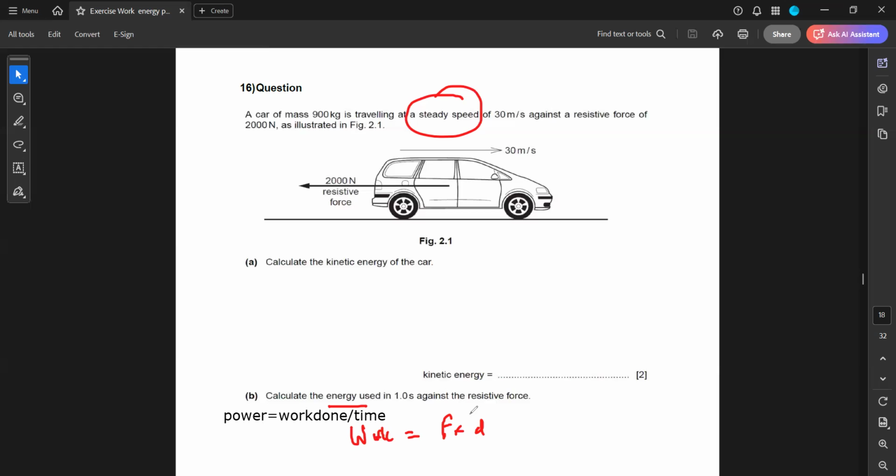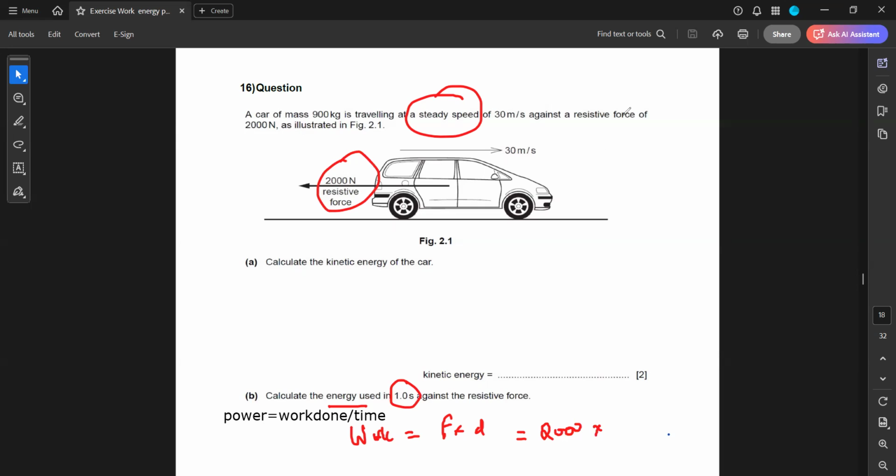Work is force multiplied by distance. You can also use the formula that power is work over time, so work will be power multiplied by time. Or you can do this: first, work out the work done. How can you calculate the work done? It's force multiplied by distance. How much force is applied? The resistive force, 2000 newtons, multiplied by distance.